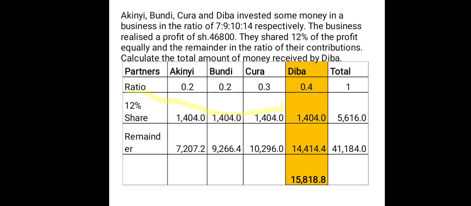what they are getting. Akinyi gets 7.2K, Bundi 9.2K, Kura 10.2K, but we are concerned about Diba. Diba gets 14,414.4. Then add to what they shared equally, 1,404. The total amount that Diba got was 15,818 and 80 cents.